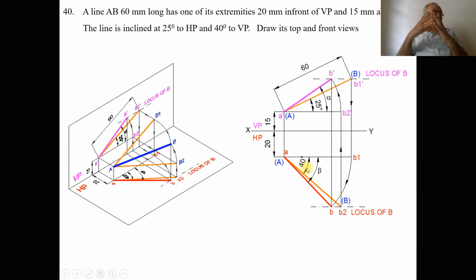So this is how we can analyze this problem when the true length is given and also the inclination with respect to both HP and VP is given. So this is how we can analyze the problem.